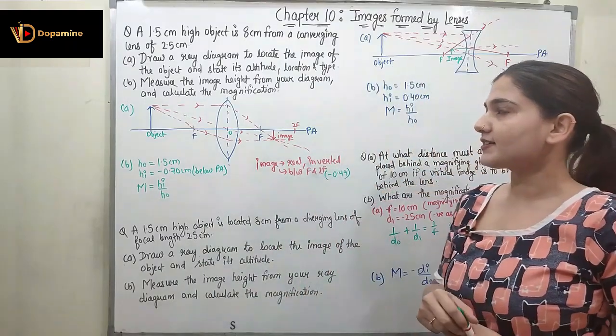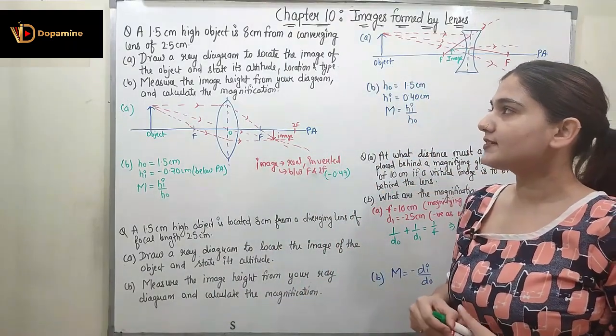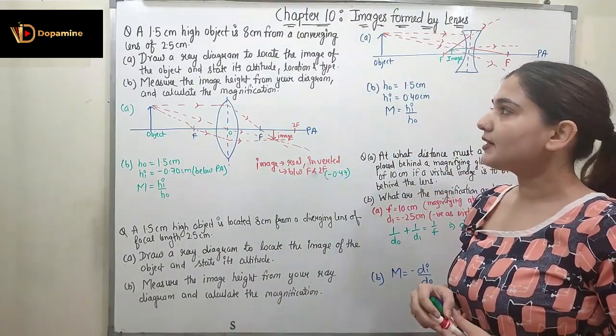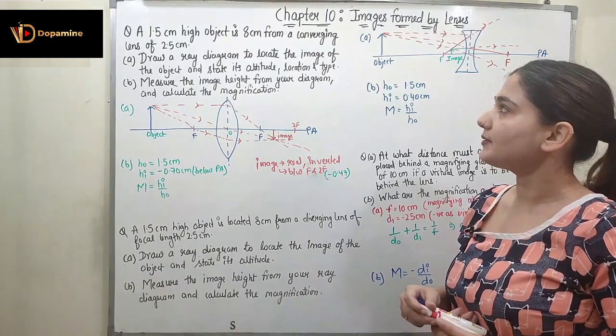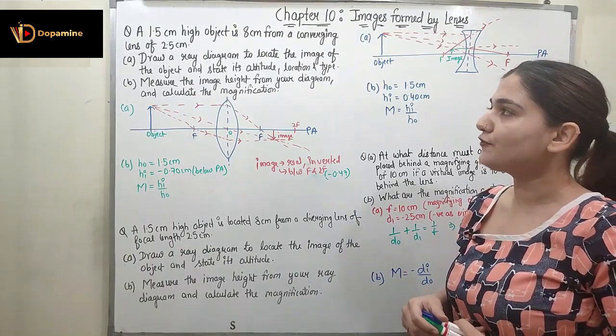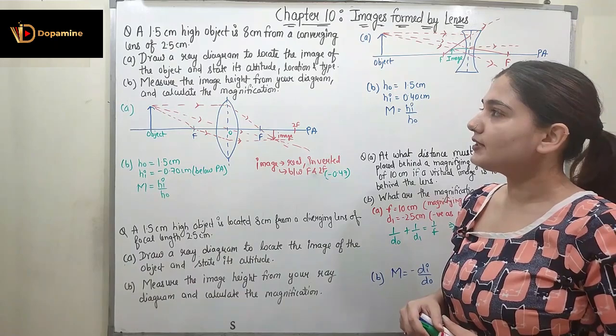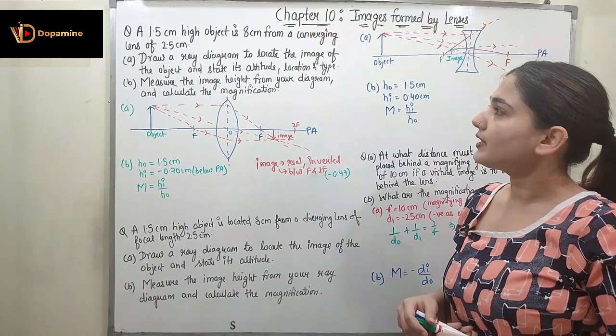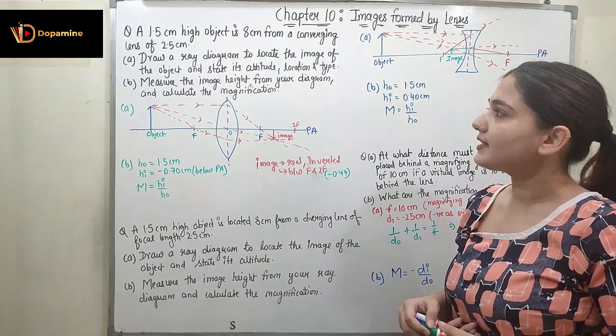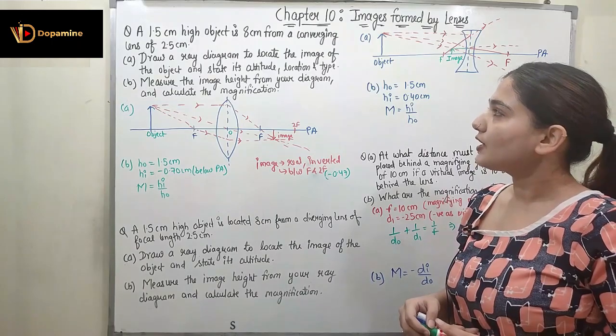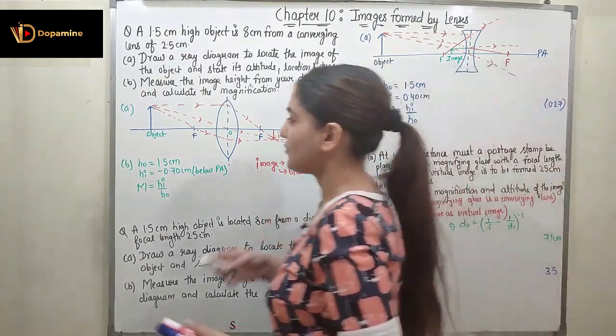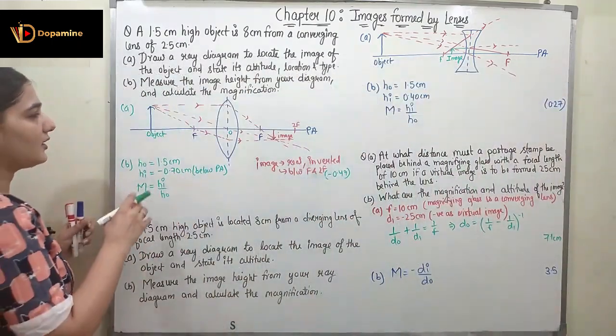So let's start our discussion with problem number 1, which states: a 1.5 centimeter high object is 8 centimeter from a converging lens of 2.5 centimeter focal length. Draw a ray diagram to locate the image of the object and state its attitude, location and type. So first of all we have to draw the diagram.